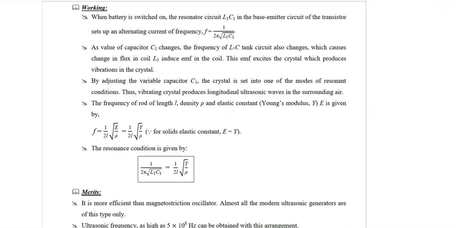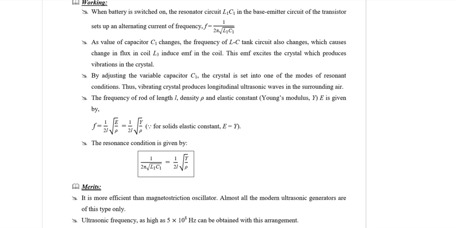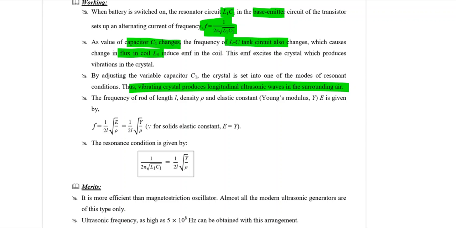So this is the same working of the piezoelectric generator, in which the first point is when we switch on the circuit, we get the vibration of charge across the base emitter circuit, which is an LC circuit connected across the base and emitter, and with this frequency 1 upon 2 pi root L1C1, it starts vibrating. Now as the value of capacitor C1 changes, the LC tank circuit frequency also changes, and that changes the flux in coil L3, which induces an EMF in the coil, which converts to the polarity across the two plates A and B. After that, the vibrating crystal produces longitudinal ultrasonic waves in the surrounding air, having frequency equal to this.